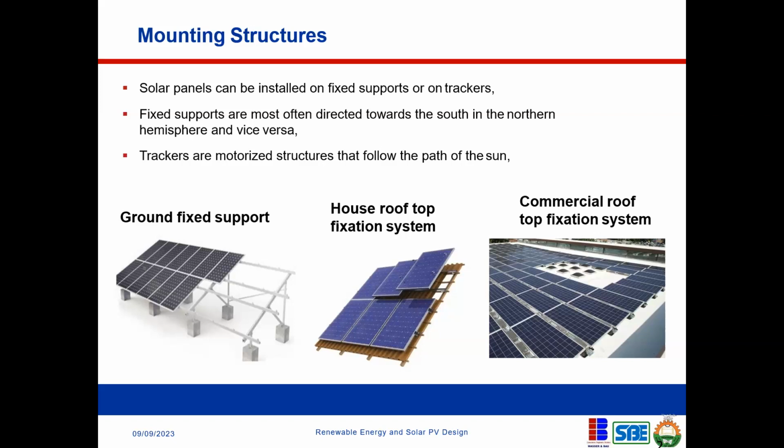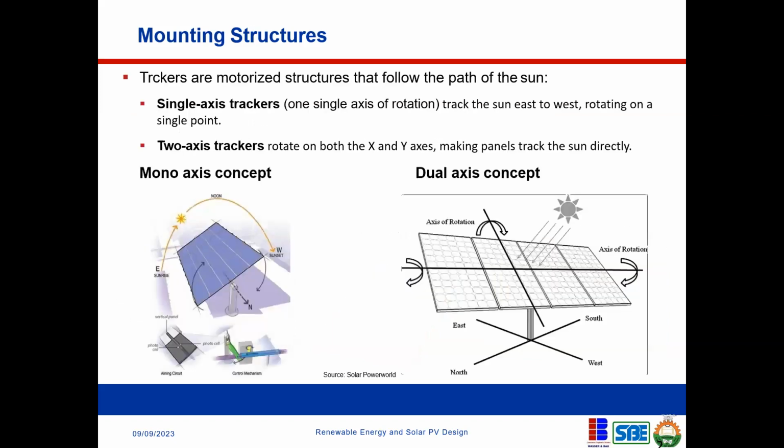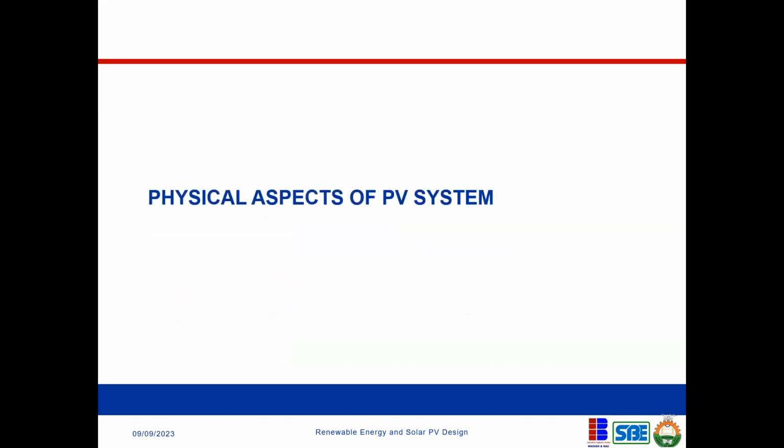You have different kinds of rotation. You have the one that does linear rotation, maybe from east to west, and then you have the one that can also rotate about 360 degrees. So you have different kinds of trackers. Trackers are motorized structures that follow the path of the sun. I was talking about single axis and two axis trackers that follow the sun so that I can actually get the maximum yield. So let us look at the physical aspect of a PV system.